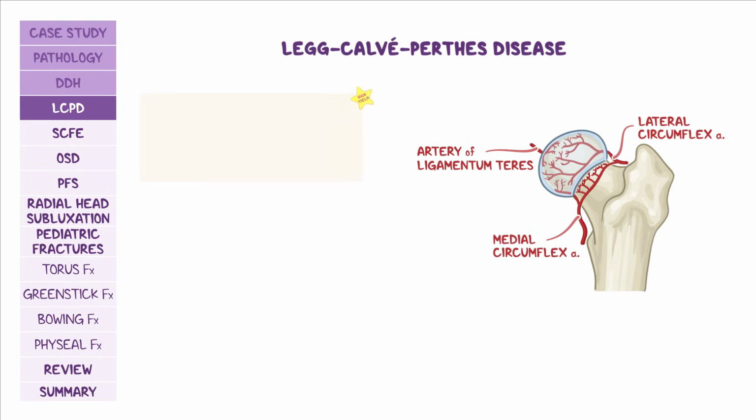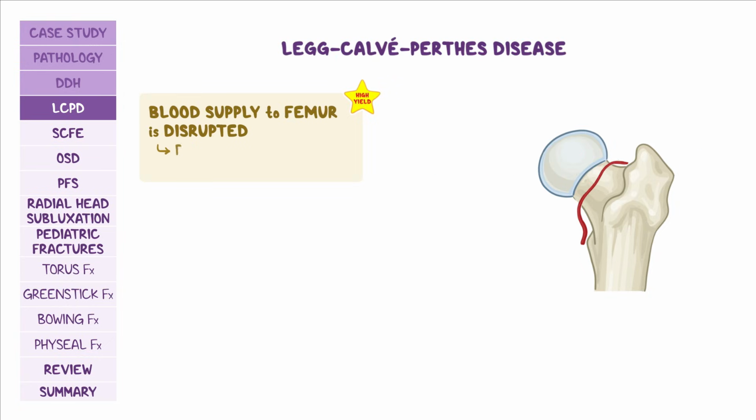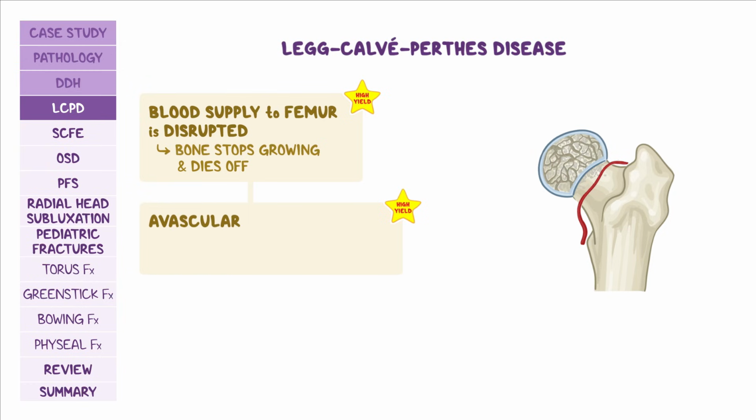In Legg-Calve-Perthes disease, the blood supply to the femur is disrupted, and this causes the bone to stop growing and die off, a process called avascular necrosis. The reason why this happens is not exactly known, which is why it's also called idiopathic avascular necrosis of the femoral head.